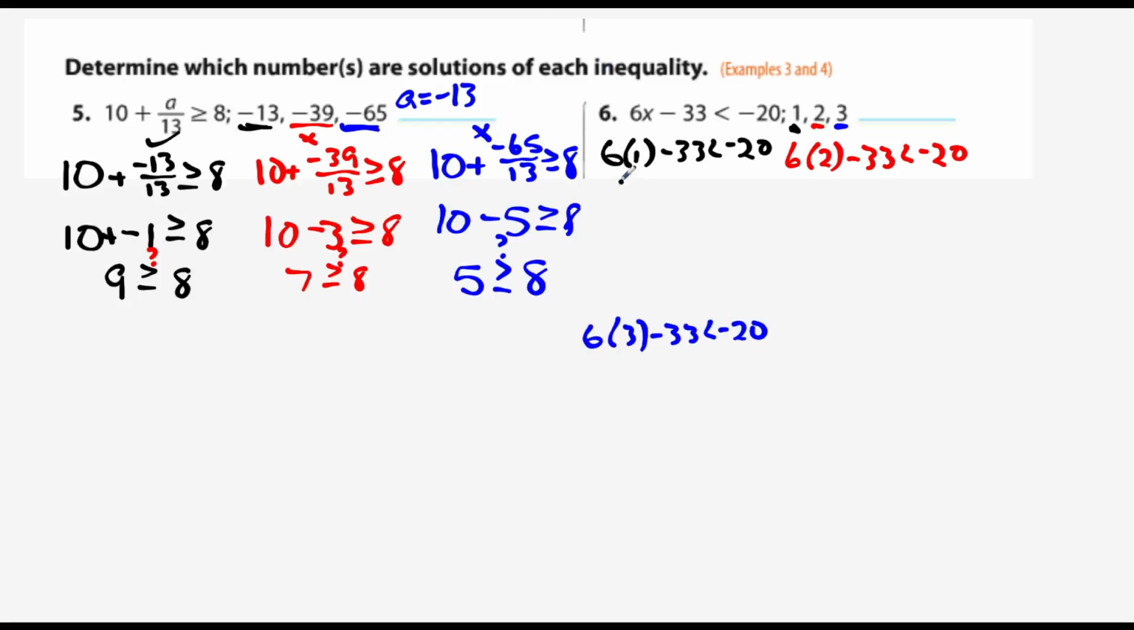So 6 times 1, that's 6, minus 33, less than negative 20. So 6 minus 33. So we're taking one away from the other. So 33 minus 6 is 27. But since we took away a number bigger than what we started with, this has to be negative. So it's negative 27 less than negative 20.